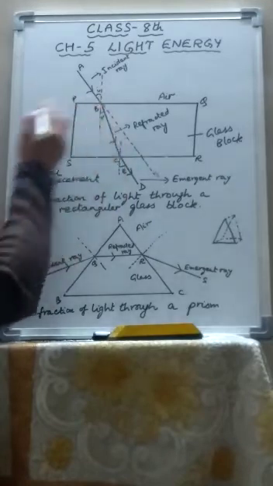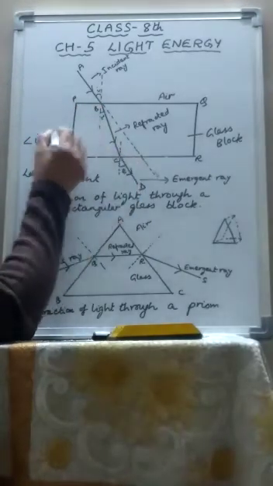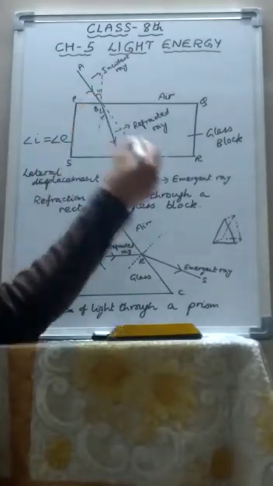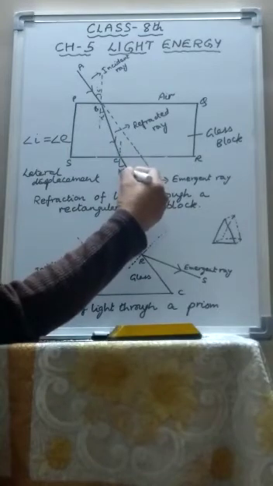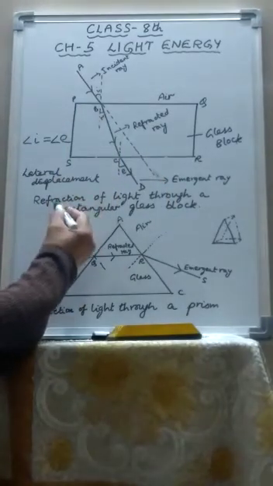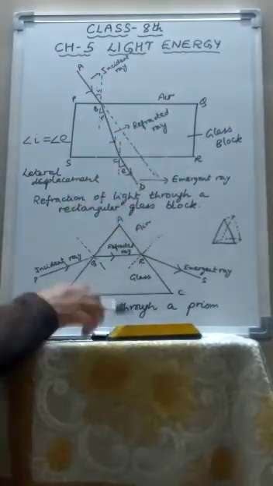And one more thing, this angle of incidence is always equal to the angle of emergence. If this is 30 degrees, angle of emergence will also be 30 degrees. So children, this was the refraction of light through a rectangular glass block.